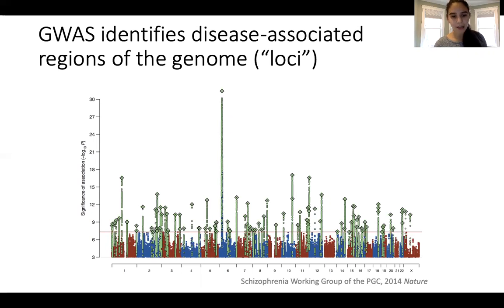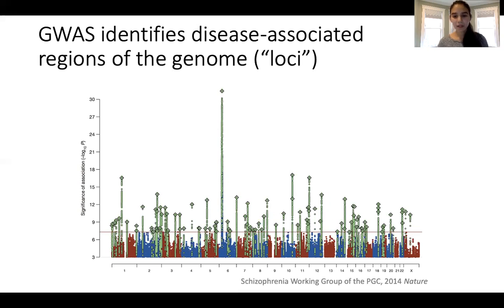So here, each dot is a variant, and the y-axis tells you what the significance of association to the phenotype is of that variant. Because you typically test a million or several million variants for association to the phenotype, the correction for multiple testing is high, and so this red line here displays that threshold.